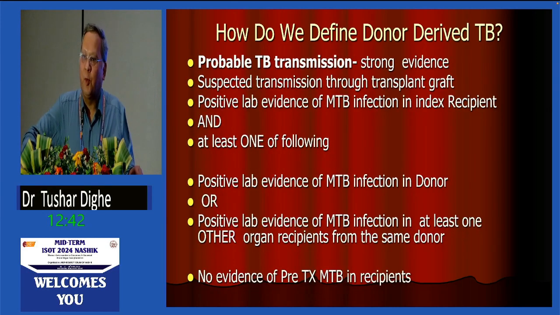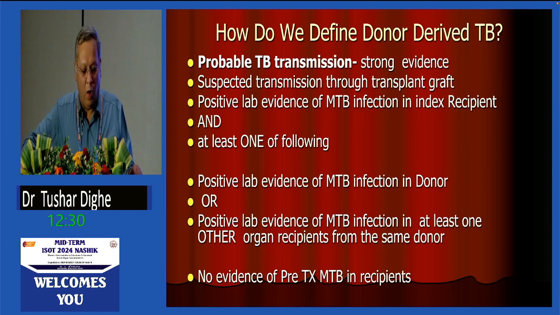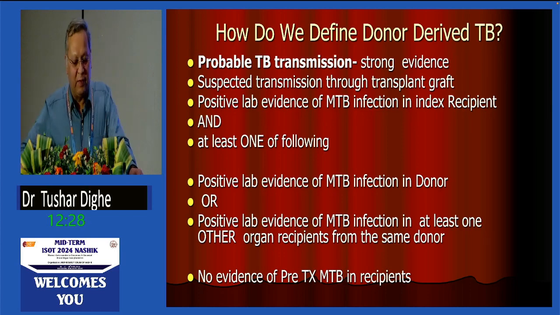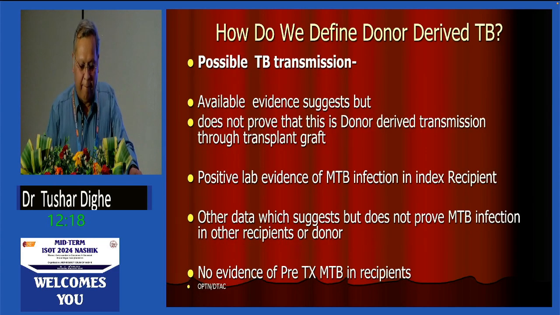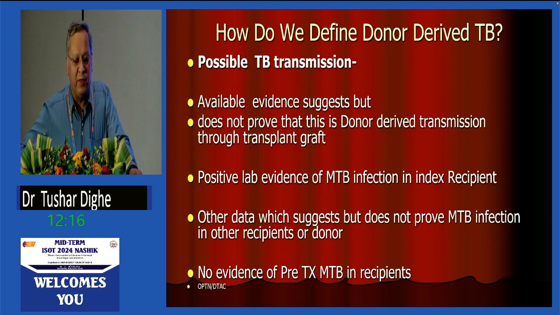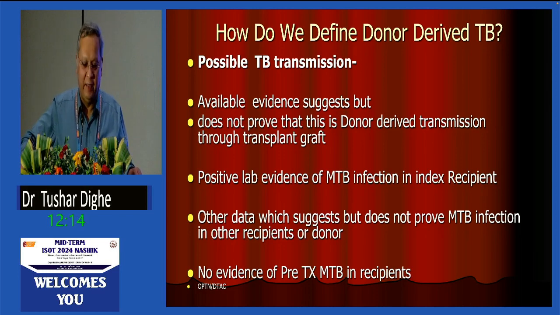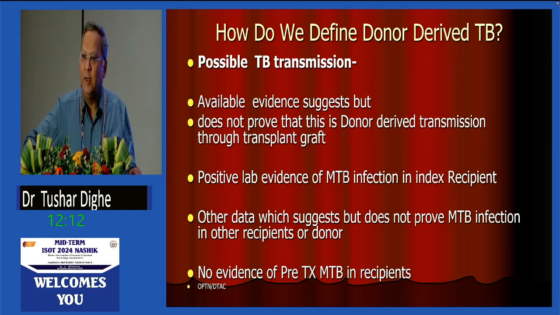So there is something called probable TB transmission, where you have MTB in the index recipient and at least one of the following: positive lab evidence of MTB in the donor, or lab evidence of tuberculosis in at least one other organ recipient from the same donor. It also requires that there should be no pre-transplant tuberculosis in the recipient. Possible transmission is when our index patient has TB and there is some possibility that it could have been in the donor, but we do not have positive data.